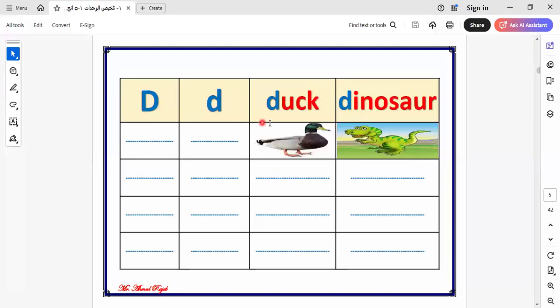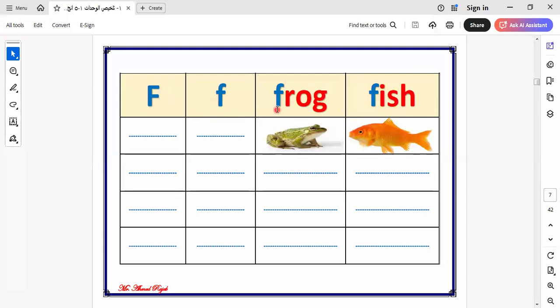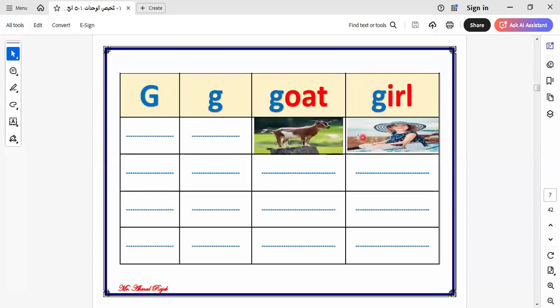Capital D and small d, duck and dinosaur. Capital E and small e, elephant and egg. Capital F and small f, frog and fish. Capital G and small g, goat and girl. I will write it here to show how to write it. This is the capital letter and this is the small letter, and goat is written like this. Goat and girl. Okay, let's go to another letter.